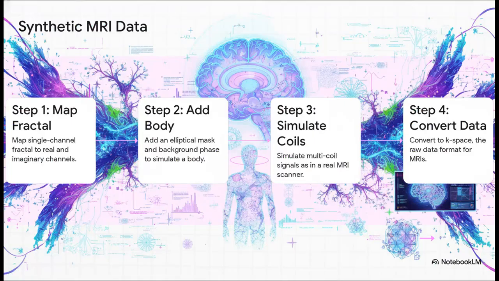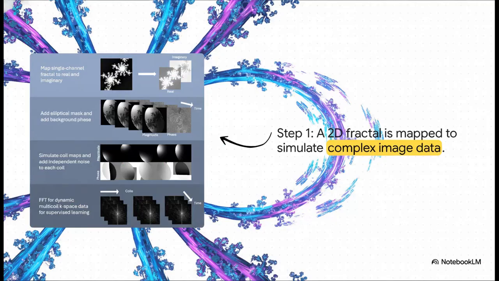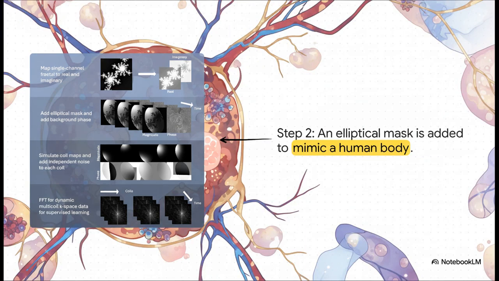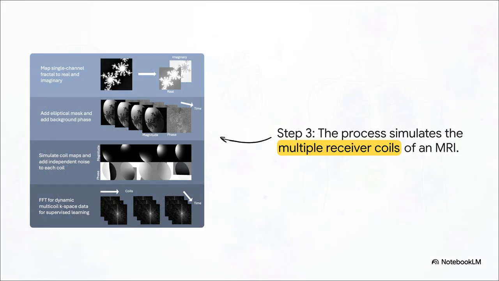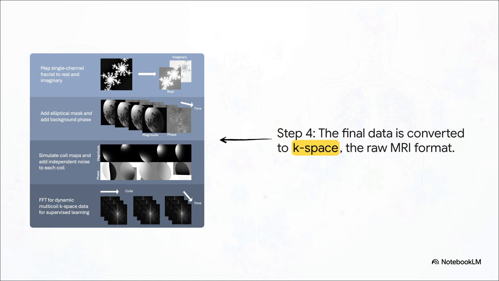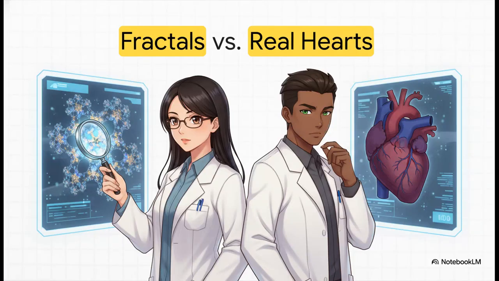So how on earth do you turn a fractal into something that looks like an MRI scan? First, they make the fractal change over time, to mimic the motion of a beating heart. Next, they add a mask to make it actually look like it's inside a human body. Then, they simulate how a real MRI machine would even capture that kind of signal. And finally, it's converted into K-space, which is the raw data MRIs use. That's the dataset.